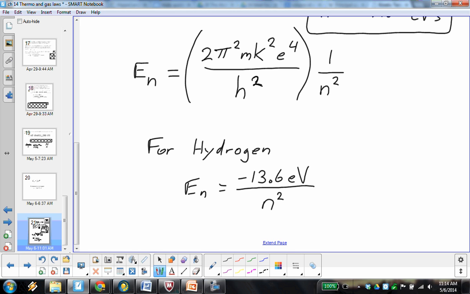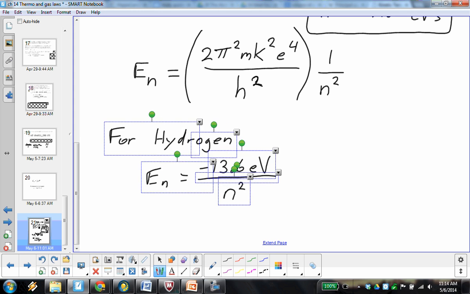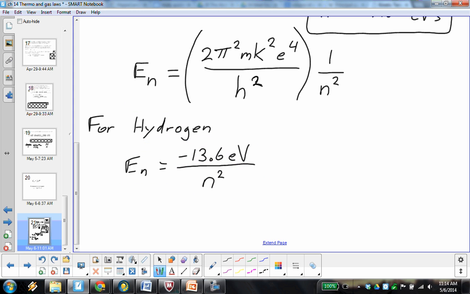And that is going to be a value in electron volts. So it's 13.6 electron volts over n squared. And so that right there can simplify things as long as we're just looking at hydrogen. And so from there, let me move this to the side.